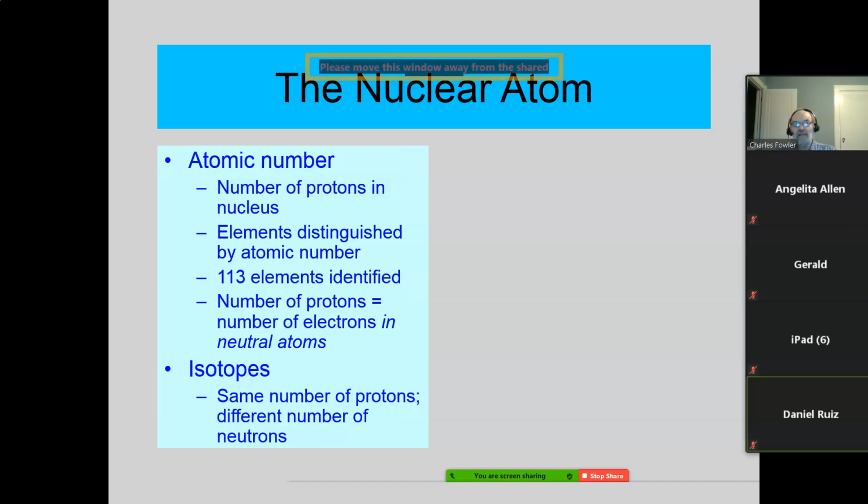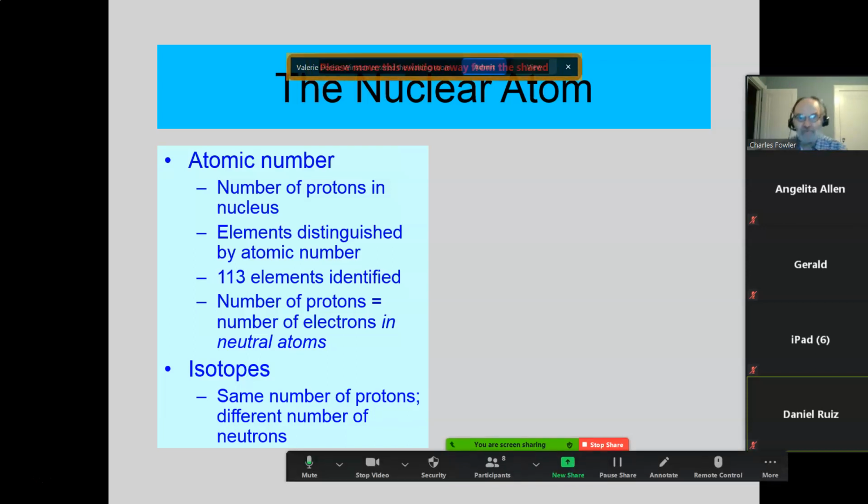Okay? If you have 2, now this is very, very rare, but if you have 2 neutrons with 1 proton, you have 3 times the mass. 3 times the mass, but it's still an isotope of hydrogen. It's still hydrogen, because that's determined by the number of protons.